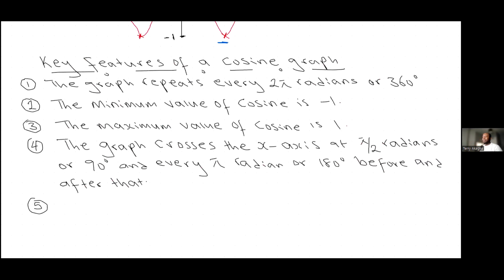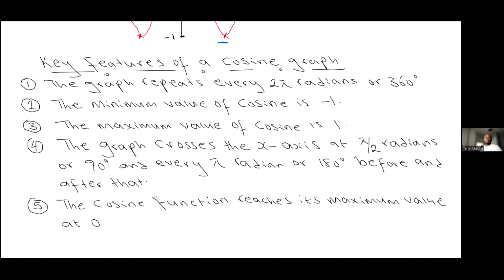So number 5, the cosine function reaches its maximum value at 0, and every 2 pi radians or 360 degrees before and after that.